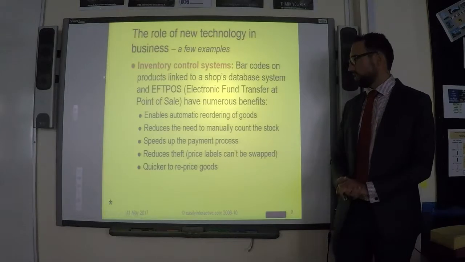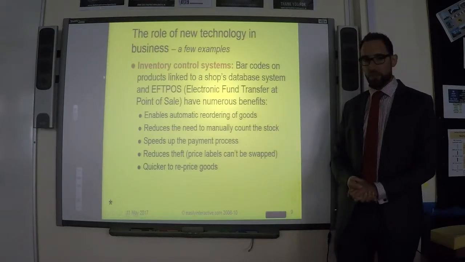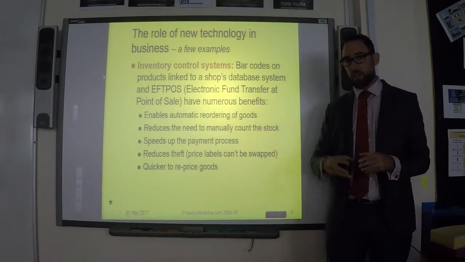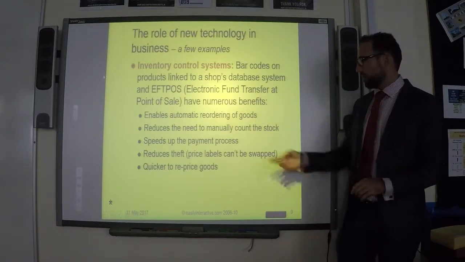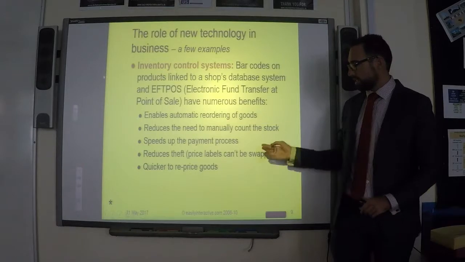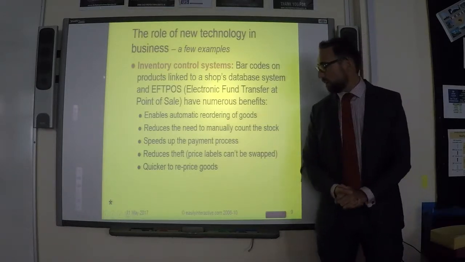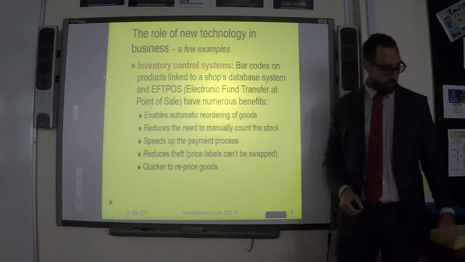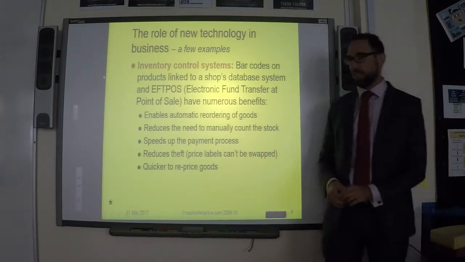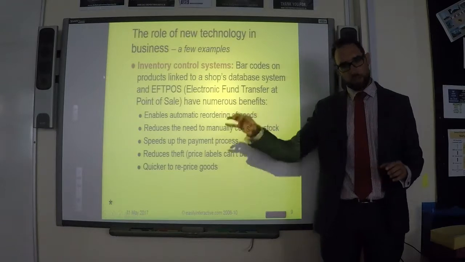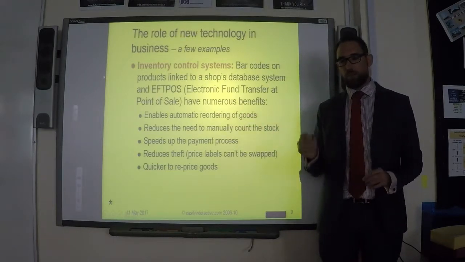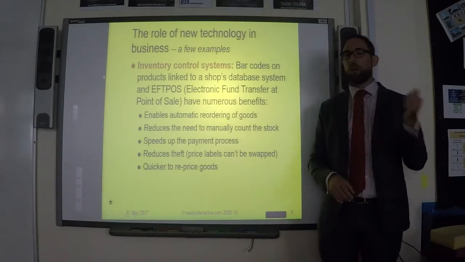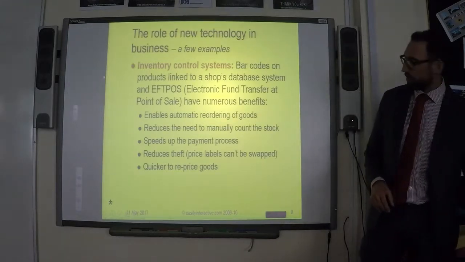So it automatically reorders goods, reduces the need to manually count stock because it knows how much stock we have on the shelf, how much we have sold, and when we need to reorder any. It speeds up payment processes, reduces theft within the business, and it's quicker to order and get new stocks coming into the business. So just remember the EPOS system: whenever you scan a barcode, the business knows how many have been sold, how many they have left, and it will automatically reorder them for the business as well.